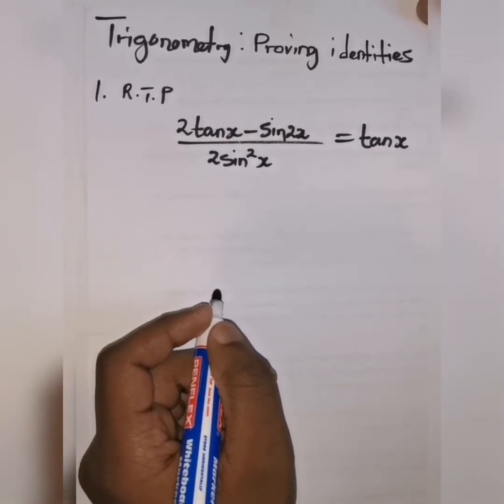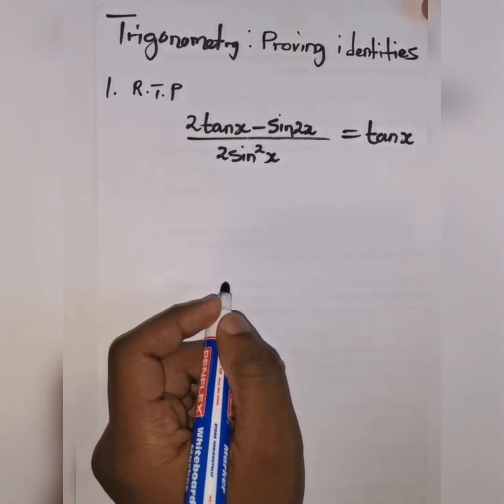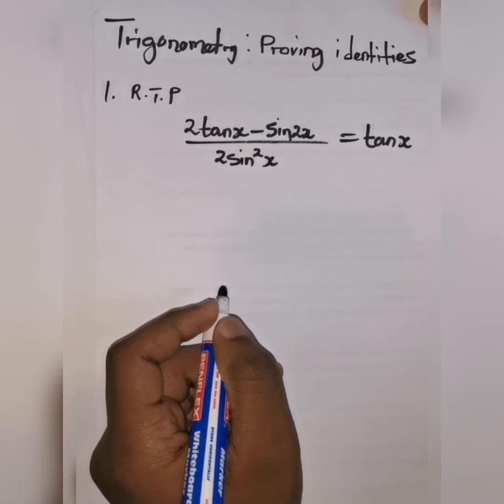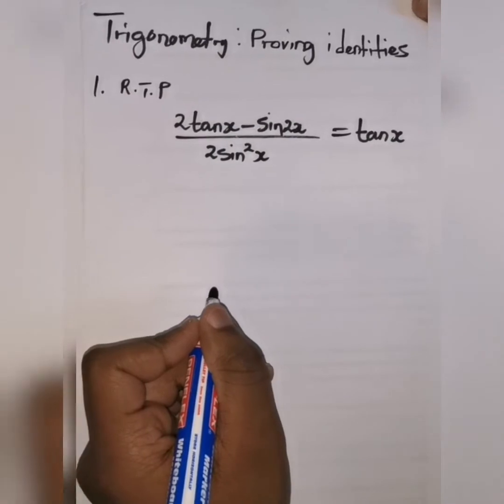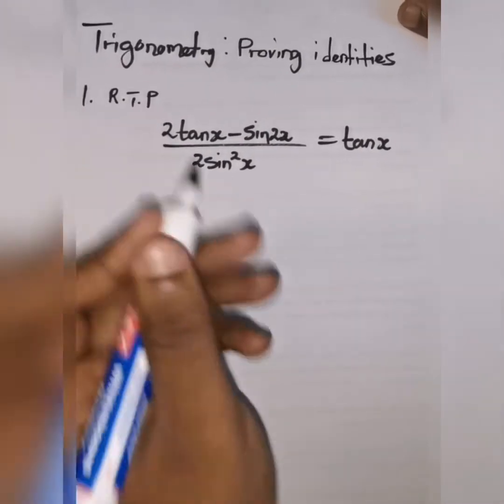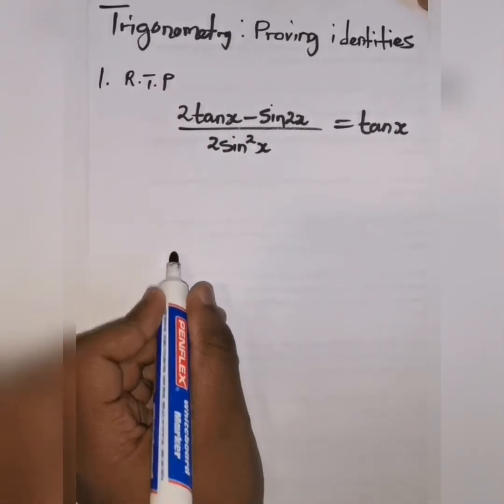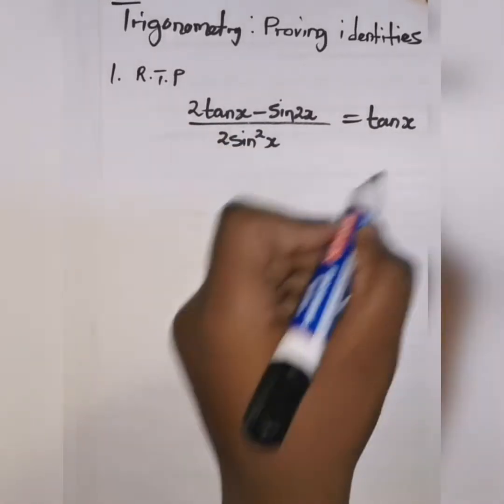So this is going to be our mathematics videos for grade 12s. We're going to start off with trigonometry. We're going to be proving identities. So our first question, we're required to prove this.